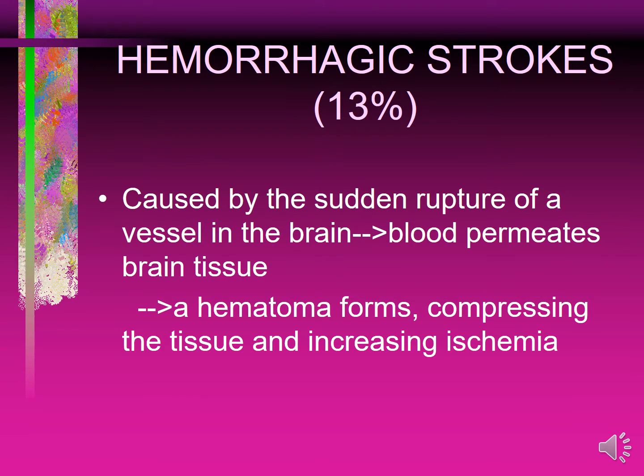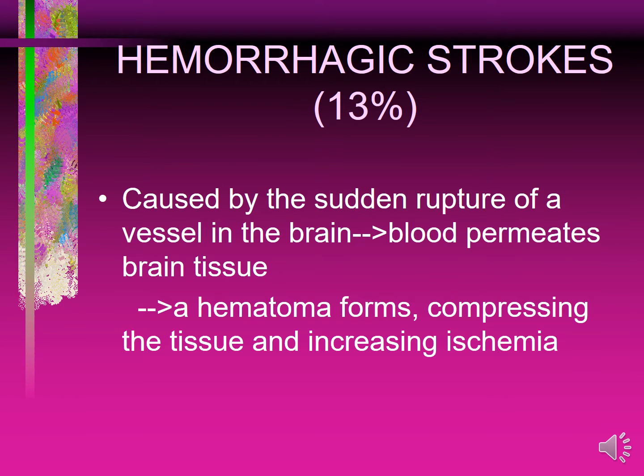Now, hemorrhagic strokes, which again, remember, that's the other big category, opposite thrombotic strokes. And hemorrhagic is just a very small percentage of the big classification of strokes. Hemorrhagic strokes are caused by the sudden rupture of a vessel in the brain. And what happens is the blood then leaks out of the blood vessel and the blood permeates the brain tissue. The blood is very noxious to that brain tissue. And also, besides it being noxious and really toxic to the brain tissue, a hematoma forms.